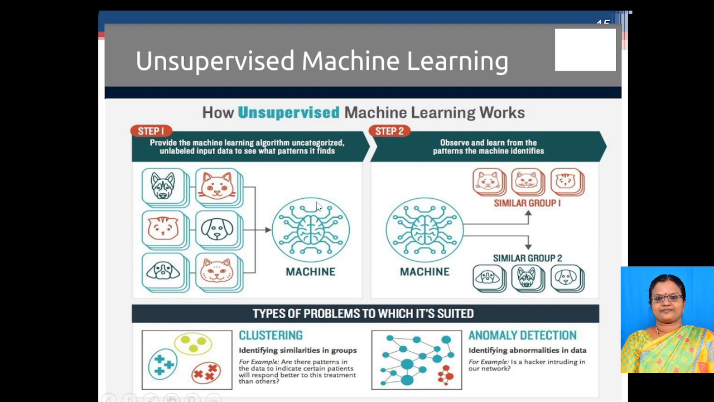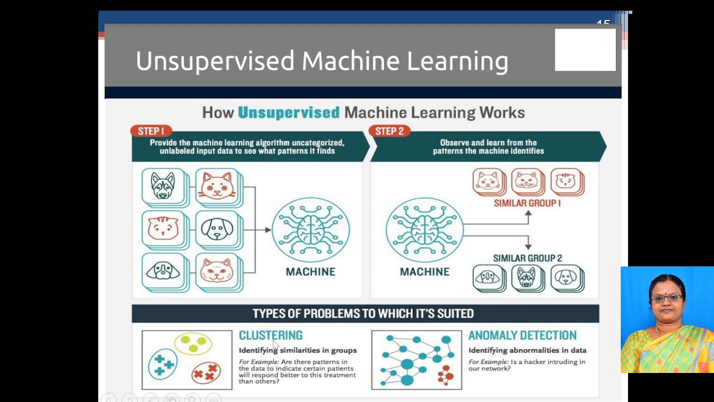So how does unsupervised learning work? I have two major steps. One is to provide the machine learning algorithm uncategorized, unlabeled input data to see what pattern it finds. The second step is to observe and learn from the pattern the machine identifies. So here the machine is dividing the collection of elements or data points into one similar group and another similar group.